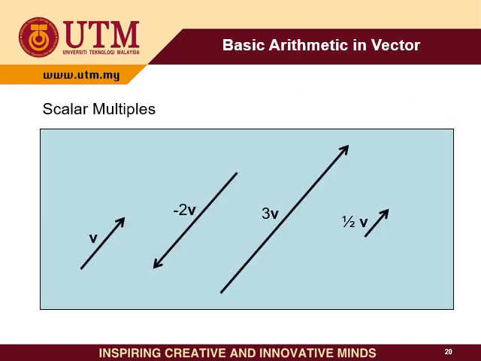This is the scalar multiples example. So this is our v, which is this long here, this is v, right? And if it's negative 2, so 2 times v, but in the opposite direction, right? Because it is negative. 3 times v here is in the positive direction. So it's over here. Half v is half of the v. So we have a v here, and then half of this v.